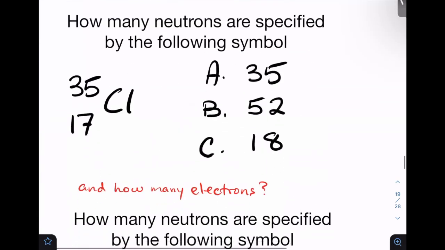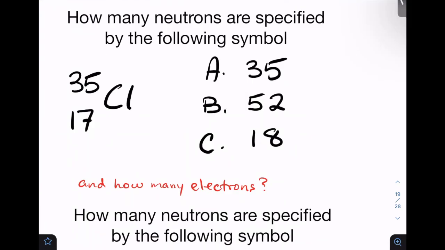Very good. All right, let's get a little bit more tricky. How many neutrons are in Cl? Lauren, how many neutrons are specified by this nuclide symbol? There's 18 neutrons, because remember, the mass number 35 is the number of protons plus the number of neutrons. So you have to do a little bit of math. It's not 35, that's the mass number. You have to subtract the number of protons from the mass number to get the number of neutrons.